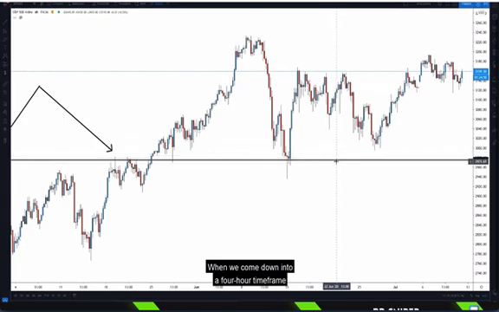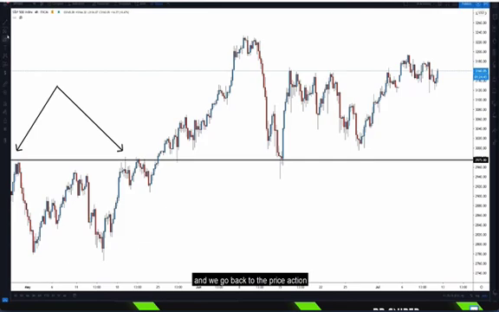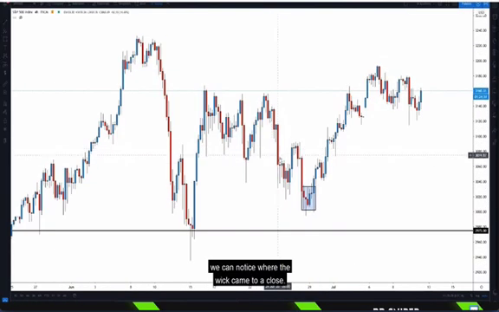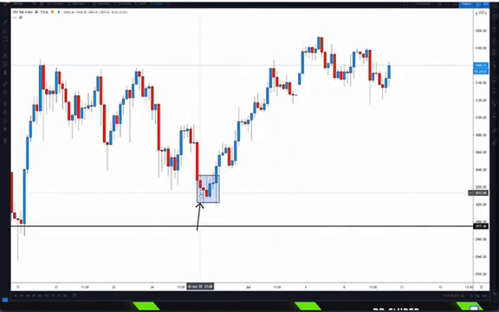When we come down into a 4-hour time frame and we go back to the price action that we were previously looking at, right in here, we can notice where the week came to a close. The specific candlestick was this bearish one right here. That was the last 4-hour candlestick close for the daily candle we were looking at.